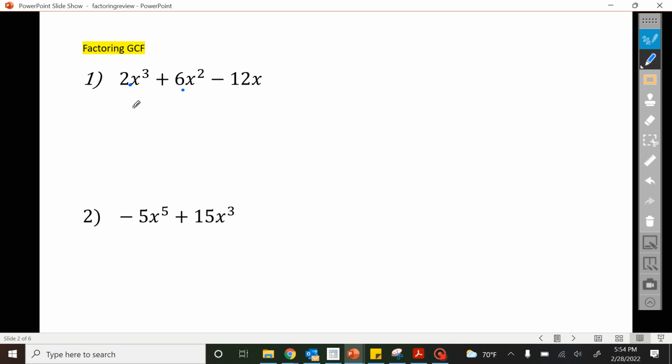the terms. So in this case, the easiest way to do this is to check the GCF of the numbers and then check the GCF of the variables. So for the numbers, we're looking at 2, 6, and 12. So the GCF of those is going to be 2. And then for the variables, x cubed, x squared, and x, the GCF is going to be the one with the lowest exponent. So in this case, x.